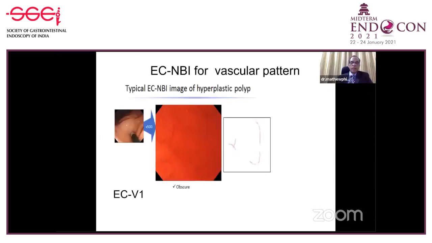Next slide, please. Here is the normal one, or a hyperplastic polyp, non-neoplastic. There is hardly any vessels you can see. That's a diagrammatic representation of what you see here. Next slide.